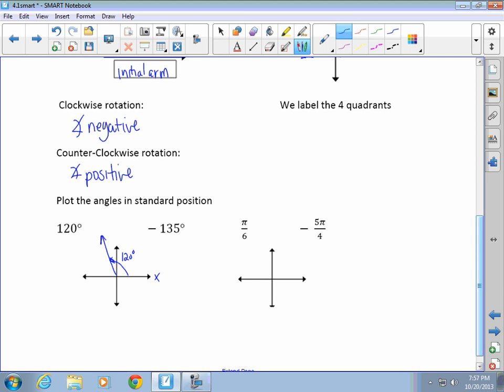If we're doing negative 135 degrees, negative means it has to go in a clockwise direction. So 0 degrees is always here no matter what. If we're going negative, we have to go clockwise, which would be that way. To get to between quadrant 3 and 4 would be 90 degrees, and then I need another 45, so pretend that's in half, right in the middle. So that would be negative 135 degrees.